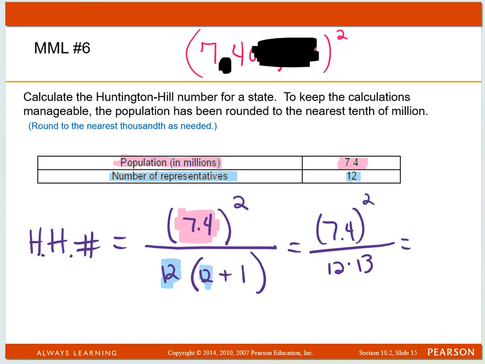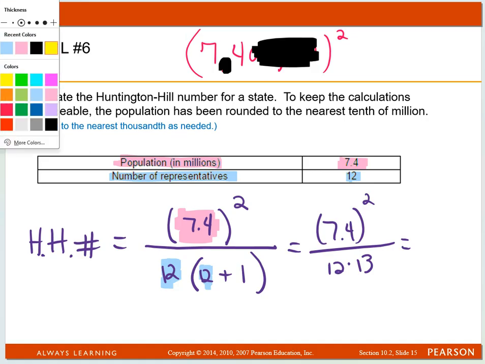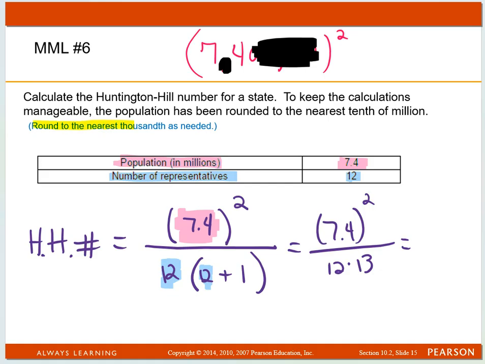Now this one's different. They changed the rounding directions on me. This one says round to the nearest thousandth as needed. Okay, so when I do all that math in my handy dandy calculator, and I round off to the nearest thousandth, I get 0.351. And that's the Huntington-Hill number that you'll use.